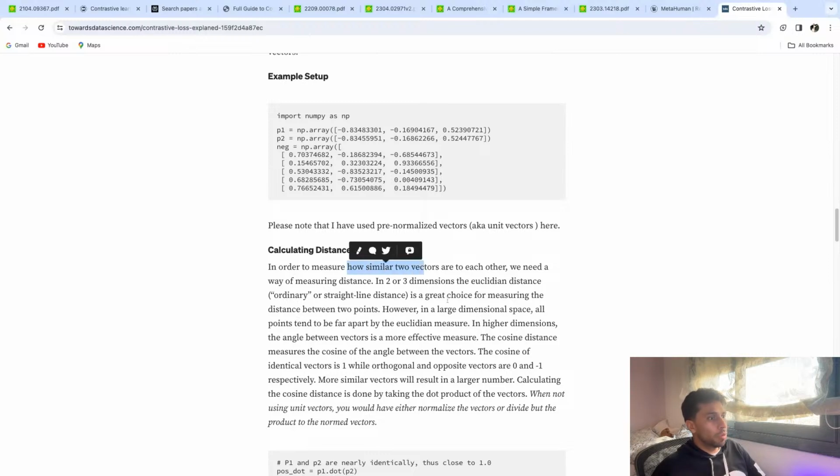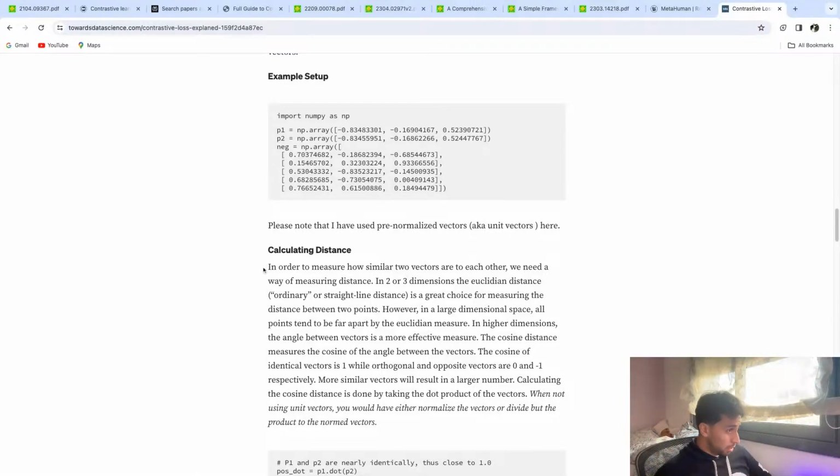Calculating the distance. In order to measure how similar two vectors are to each other, we need a way of measuring distance. In 2 or 3 dimensions, the Euclidean distance, ordinary straight line distance, is a great choice for measuring the distance between 2 points. However, in a high dimensional space, all points tend to be far apart by the Euclidean measure. In higher dimensions, the angle between vectors is a more effective measure. The cosine distance measures the cosine of the angle between the vectors. The cosine of identical vectors is 1 while orthogonal.